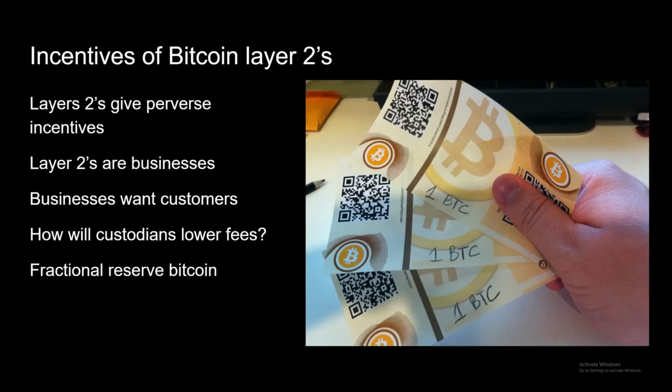So now we are going to have a look at the incentives of Bitcoin layer 2s. Because in my opinion, layer 2s pervert the incentives, just as fiat gives perverse incentives. And the reason for this is that layer 2s and layer 3s and any other layer other than the base layer fundamentally is a business. And as we know, businesses want customers, they want people to use their service.